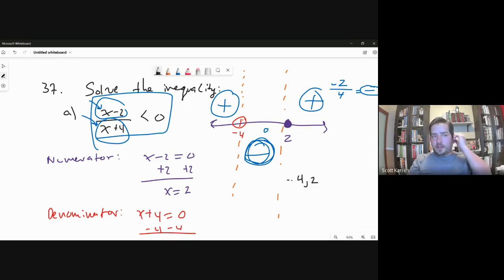It's not including negative 4 because negative 4 is an asymptote and there is no value at negative 4, but it's also not including 2 because it's a strict inequality, and it is 0 at 2. It's not less than 0. And so our final solution is that interval, negative 4 to 2.